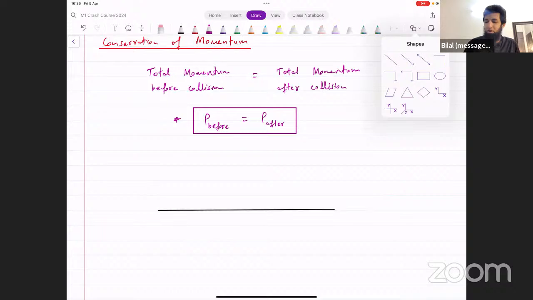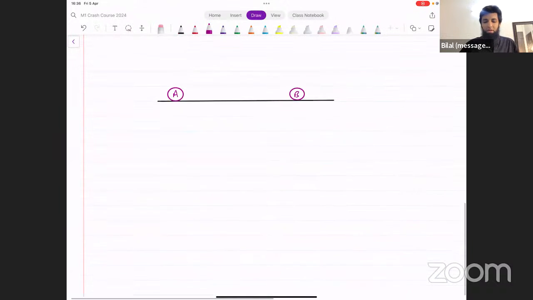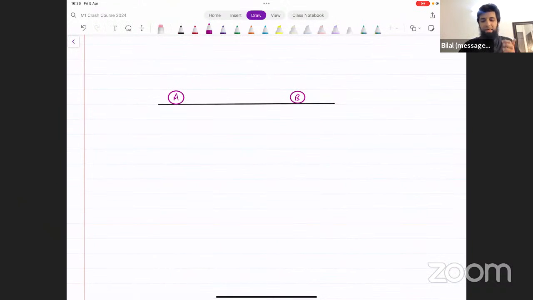So there's one ball here. Let's say it's called A. There's another ball here, it's B. Okay. Now A and B are moving. Let's say A is moving to the right at a speed of maybe 6 meters per second, and B is moving to the left at a speed of, let's say, 2 meters per second.